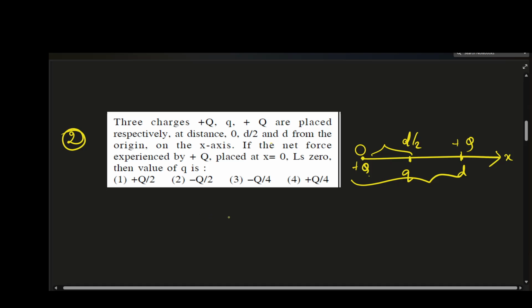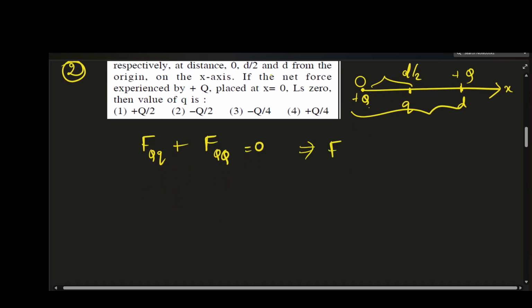So we are also telling that the net force which is acting on this charge plus Q at origin is going to be 0. That means the force on this charge at x is equal to 0 due to the charge at x is equal to d by 2, and the force on this charge plus Q at x is equal to 0 due to the charge plus Q, which is at distance d, is going to be 0. That is, F(Q,q) plus F(Q,Q) is going to be 0.